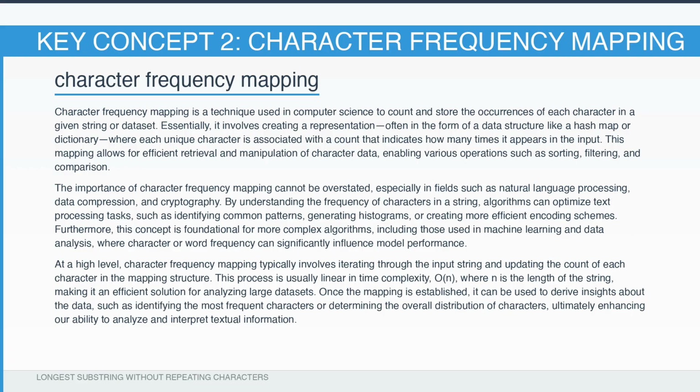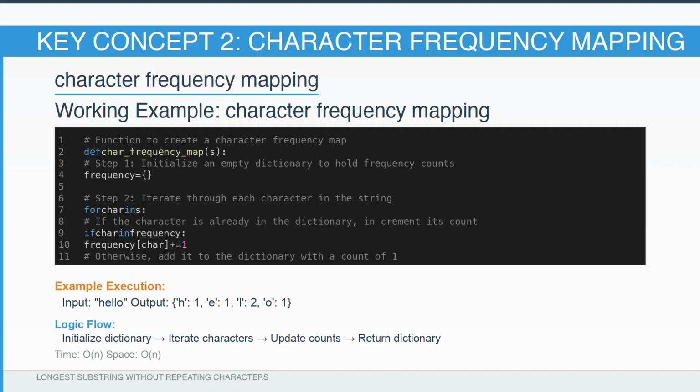Once we have our character counts, we can gain insights into the data, like which characters are most frequent or how they're distributed. This foundational concept is crucial for more advanced algorithms and machine learning, where understanding character or word frequency can significantly impact performance. In this slide, we are looking at a function that creates a character frequency map. This is a helpful tool for analyzing how often each character appears in a string.